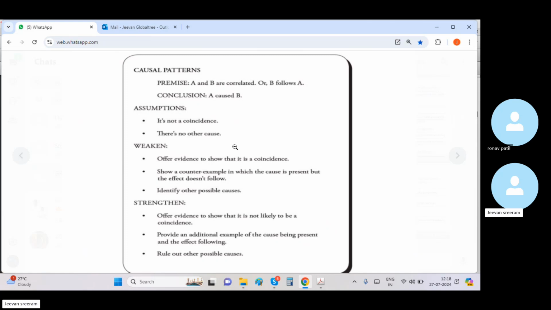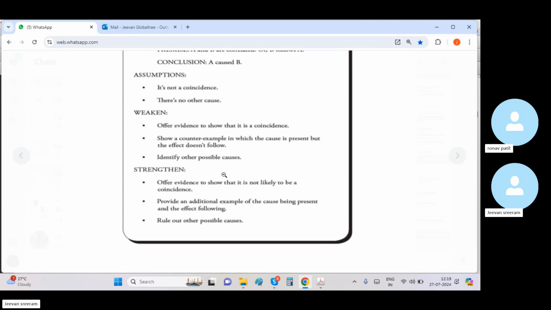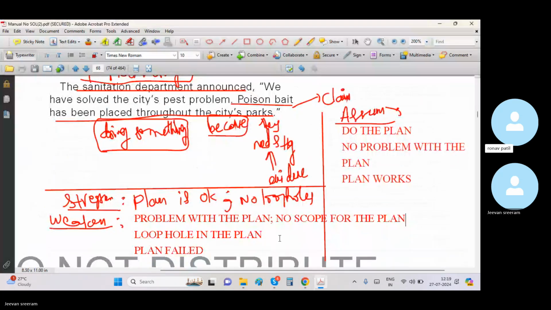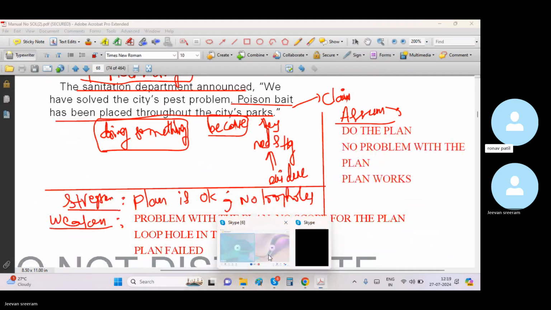Strengthening lines: offer evidence to show that it is not likely to be a coincidence. Always happens. Provide an additional example of the cause being present and the effect following. You have come up with another case where the same cause and same effect occur. Rule out other possible causes. Clear? Yes, sir. So this is the discussion on basic patterns.